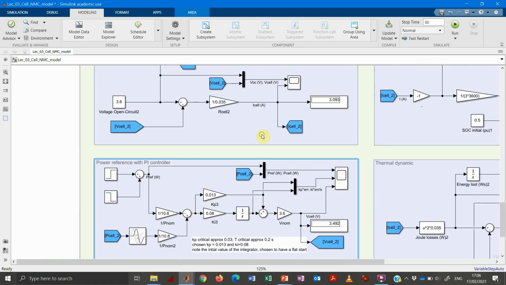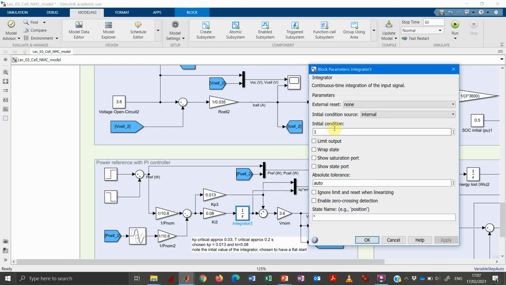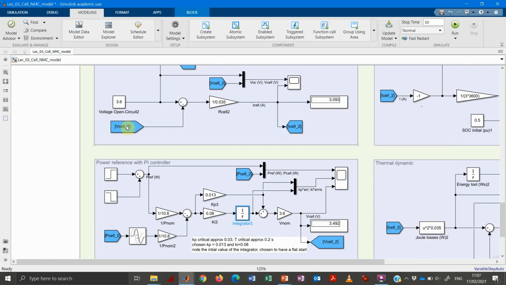Now, a couple of things before we do the tuning. The first one is about this integrator. Since I want to start with a steady state, with no power in my system, I have to set the initial value of my integrator equal to 1, because I know that 1 multiplied by 3.6 will give me a cell voltage that is 3.6. So that will make it possible at the beginning to have a balance between open circuit voltage and so forth.